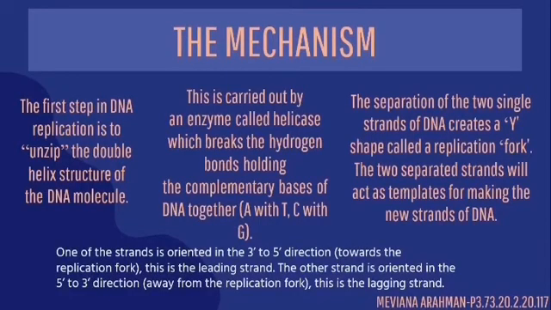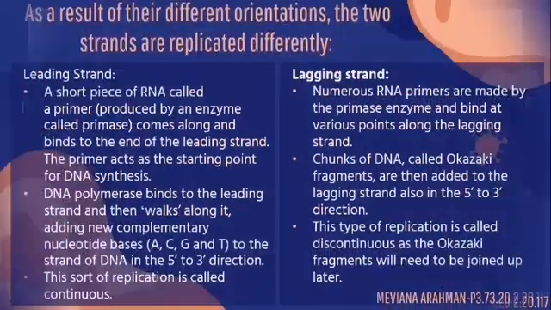One of the strands is oriented in the 3 to 5 direction. This is called the leading strand. The other strand is oriented in the 5 to 3 direction. This is called the lagging strand. As a result of their different orientation, the two strands are replicated differently.